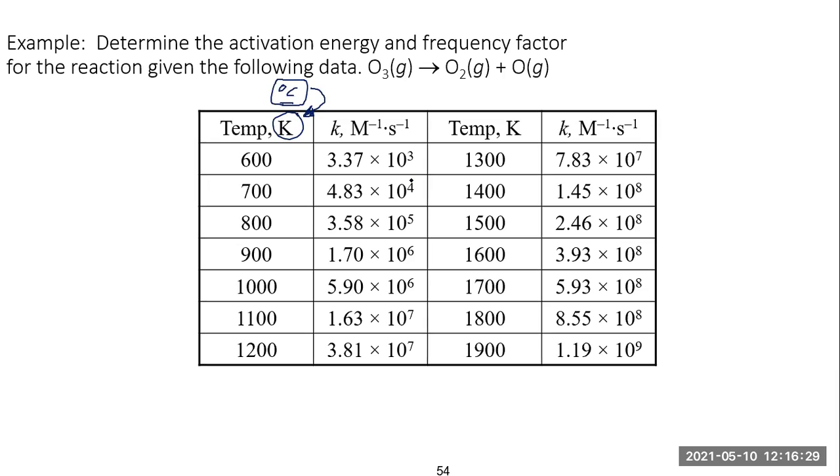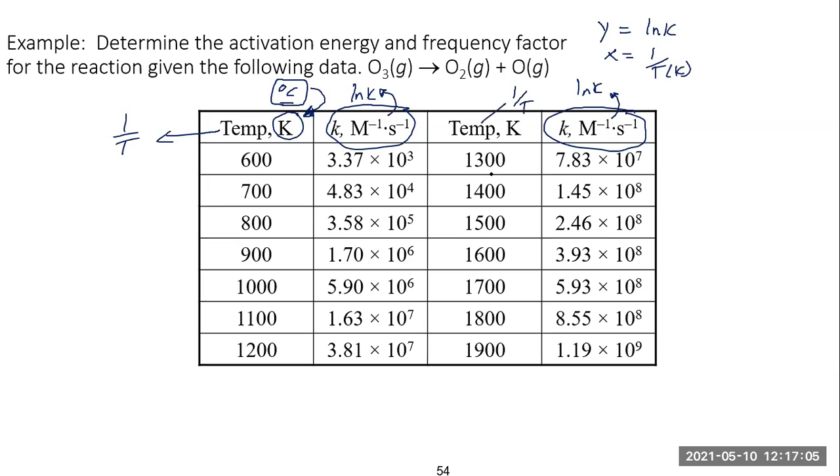So what would you have to do for each of these? Well, looking at our equation that we were talking about just a minute ago, we know that on the y, we need to graph the natural log of k, which means in each of these columns, you would need to go through and convert these values into the natural log of k. And those would be plotted as the y points. Obviously here on the x is 1 over the temperature in Kelvin, which means since they're already in Kelvin, you would need to convert to 1 over the temperature.